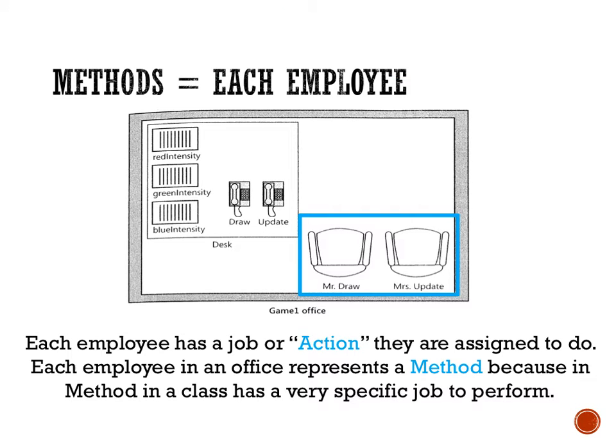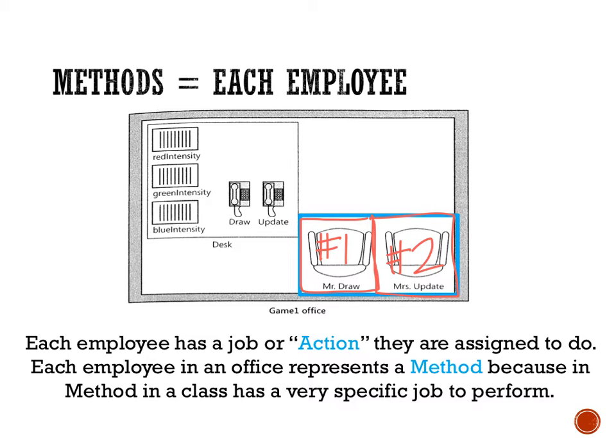Then from here, all of the methods are represented by the employees. So keep in mind that methods are in fact actions that can be done. They are miniature programs. They each have their own miniature job. So that is really what the employees are. Our employees are our methods, and you can see here that we have 2 employees. We have Mr. Draw, and that represents method number 1. And then we have Mrs. Update, and that represents method number 2. So we currently have 2 employees, basically stating that we have 2 methods within our class.